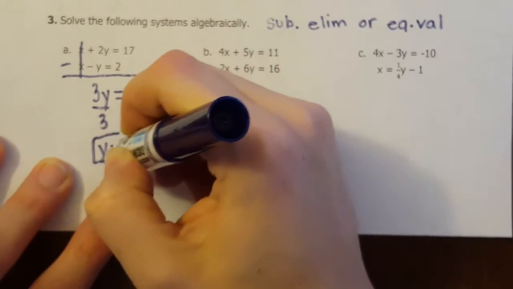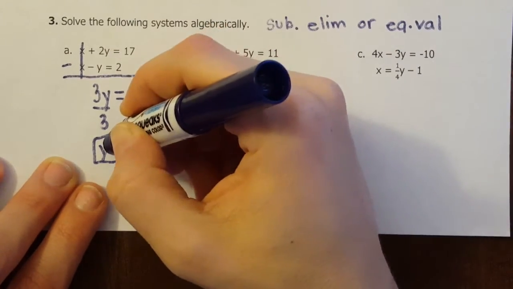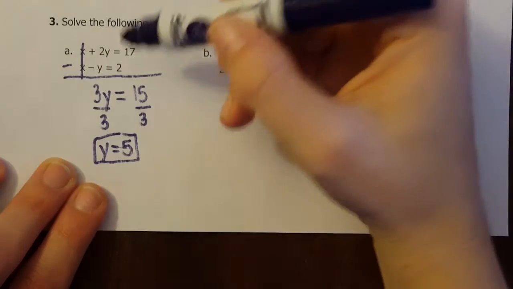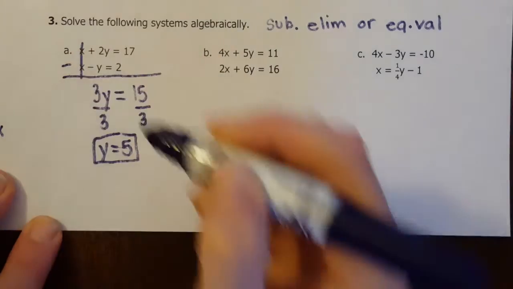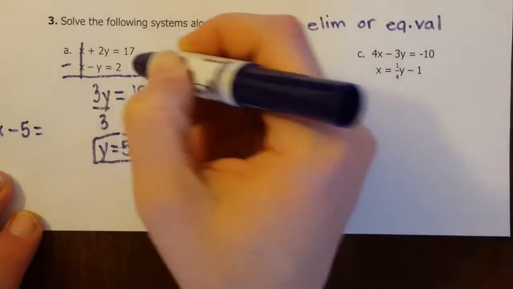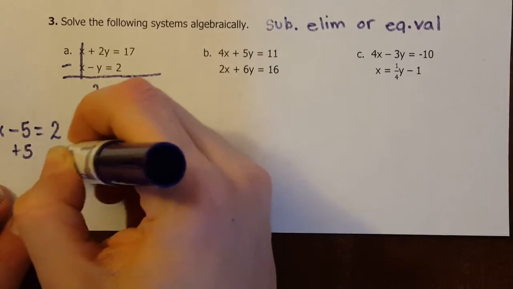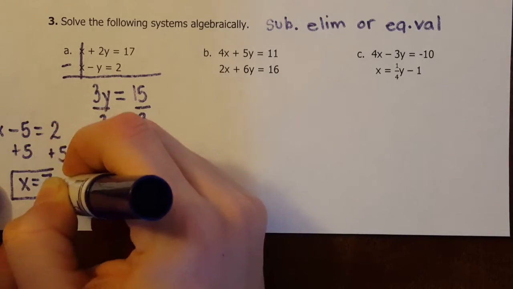Then I also have to figure out what x is. So I'm going to plug in the 5 for the y into either equation. It doesn't matter. I'm going to go with the bottom one just because the numbers are smaller. So I have x minus, I'm going to plug in a 5, equals 2. I add 5 to both sides, and x is 7. So that's your answer to A.